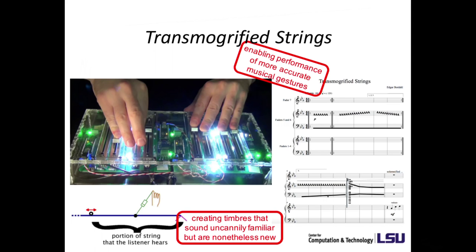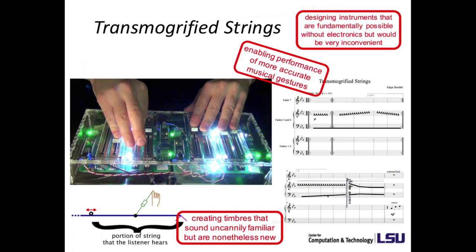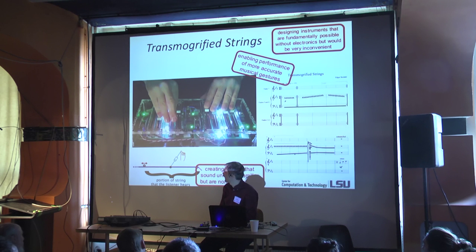I thought the timbres that it created were interesting because they sounded kind of like strings, but not entirely. I was surprised at how much like explosions they sounded, actually. I didn't anticipate that. I guess that's why we call it experimental music. One thing you can do with this technology is design instruments that are fundamentally possible without electronics, but would be very inconvenient to build. You could, of course, build 8 of these and have these slides moving back and forth, although I think you would have a very hard time making a slide move back and forth 1,000 times a second, as was evident in some of the examples.